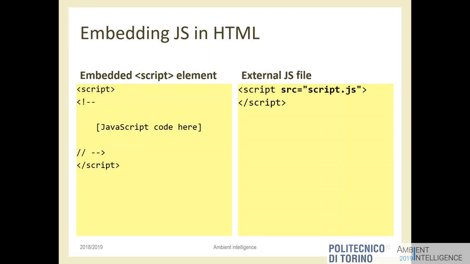How do we include this JavaScript code into our web pages? Well, in a way that is very similar to what we do with images, for example. If we have an image and want to include it in the web page, we use the image tag with source equal to the address of the image. With JavaScript, it's the same. We use the script tag instead of the image tag. Source is the name of the file that contains the JavaScript instructions. So in our HTML page, we include the link to a JavaScript file.